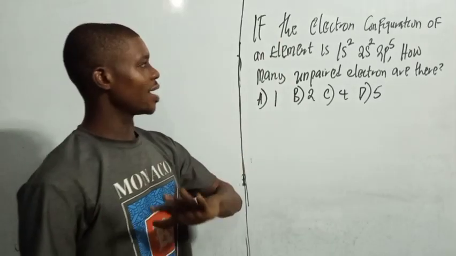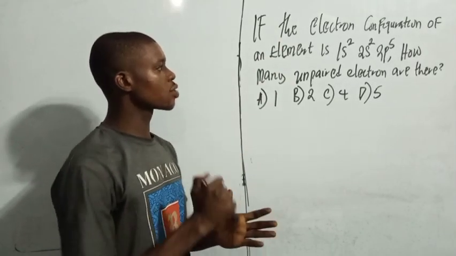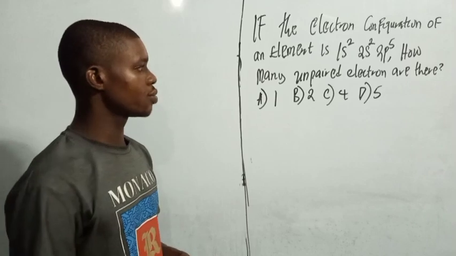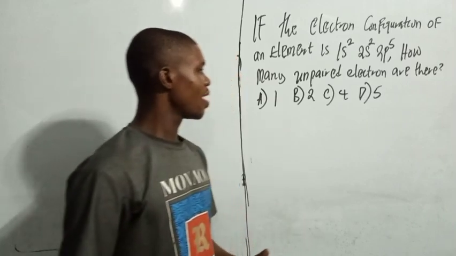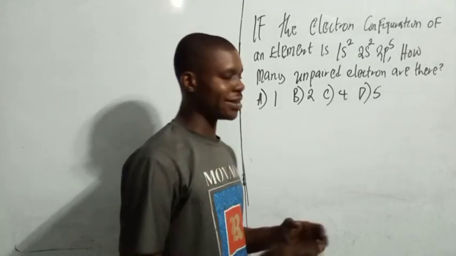Let's look at this one here. If the electronic configuration of an element is 1s2, 2s2, 2p5, how many unpaired electrons are there?